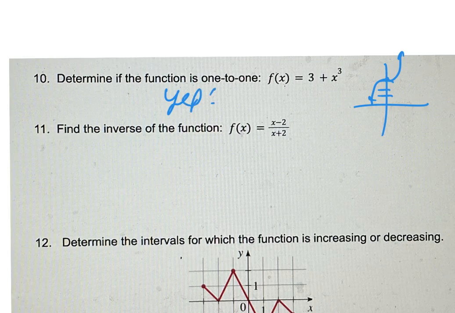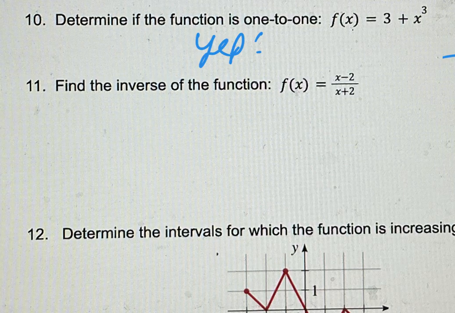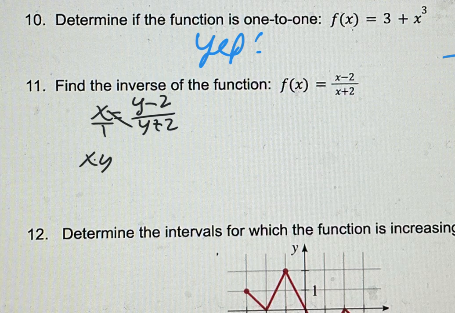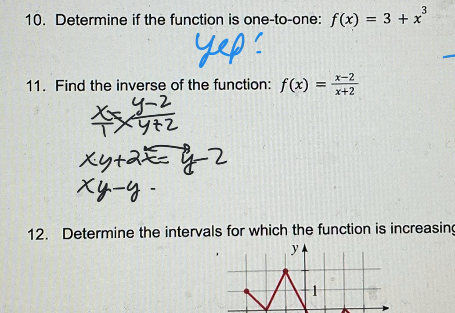Inverse. I'll put this on here. A lot of you still missed this last week, so I'm going to go with one more time here. Let's switch the x's and the y's, just like that. Now, I'm going to cross multiply because I'm trying to solve for y. So multiply that way. xy plus 2x. Multiply 1 times that side. And now I'm going to get the y's together. So I'm going to take that y and that 2x and just switch sides. So I have xy minus y and a negative 2x minus 2.